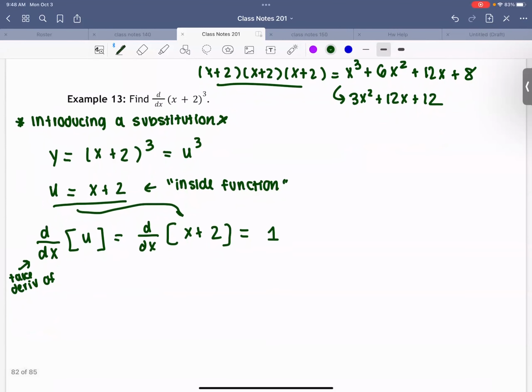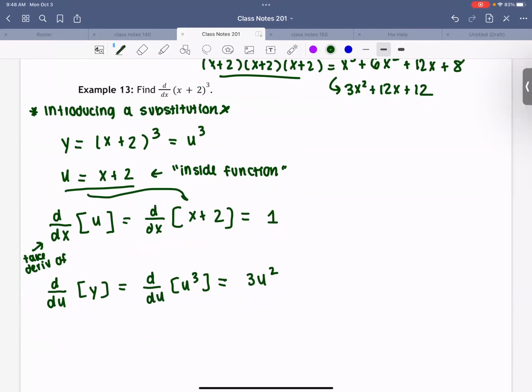Y is now a function of u because we don't have x's anymore, we have u's in there. So let me find the derivative of y, but since y has u's in it, we're not going to take the derivative with respect to x, we're taking the derivative with respect to u. Now, we said y was u cubed. What's the derivative of y? Raise the second power. Good, 3u to the second power.